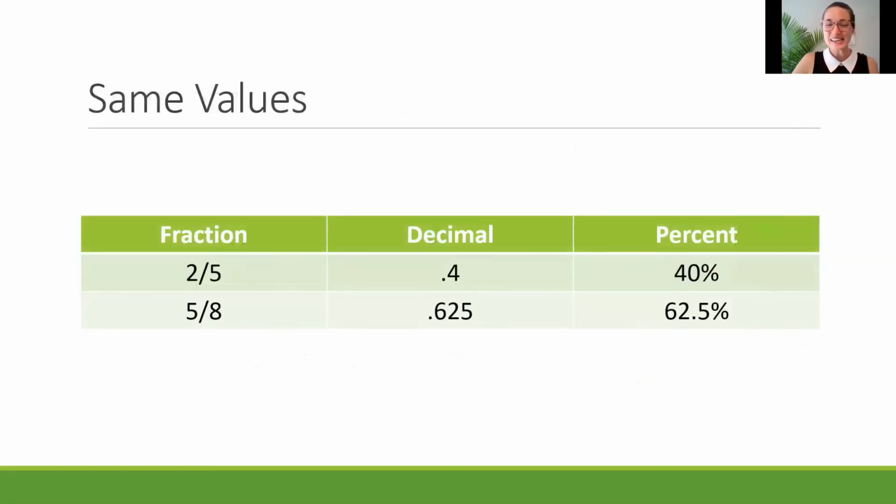Now you can see that here there's the chart, right? We had our initial fraction of 2/5. We found the decimal was 0.4 and the percent was 40%. The fraction was 5/8. The decimal was 0.625 and the percent was 62.5%. These are all the same values across the board. The 2/5, the 0.4, the 40%, they all mean the same thing. It's just 3 different ways of writing them.